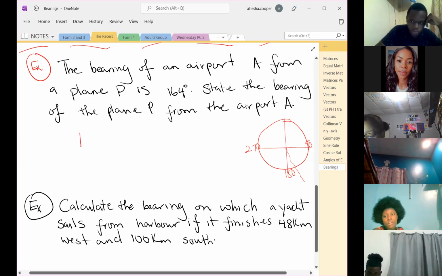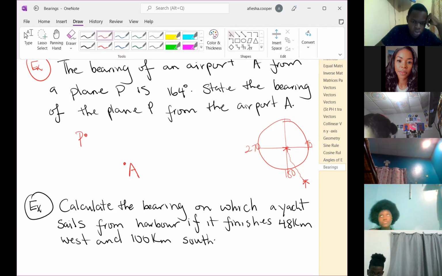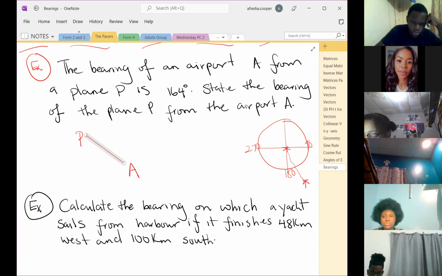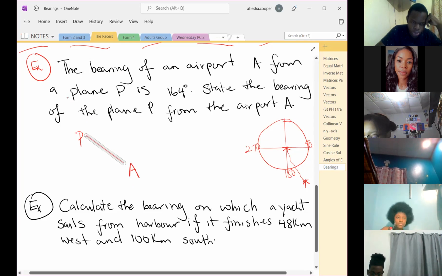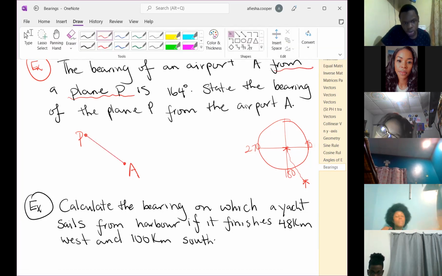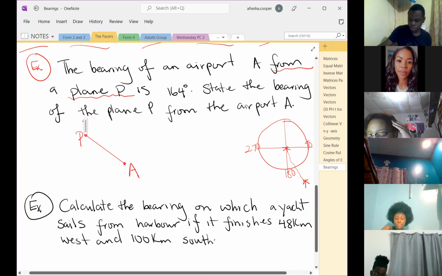P at the top, A at the bottom. Nice. So we see that, right? We have to follow the cardinals. So if I put P and I put A, connect them. Now I make my north line at P because it's from P, right? Make my north line at P. And I go like this.